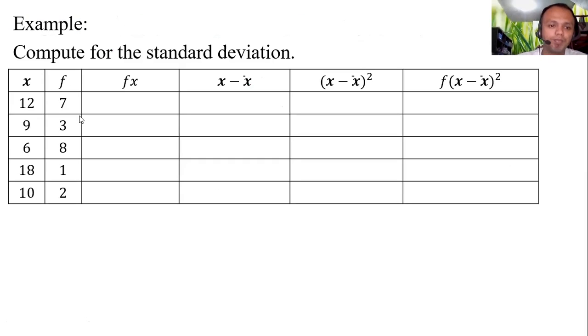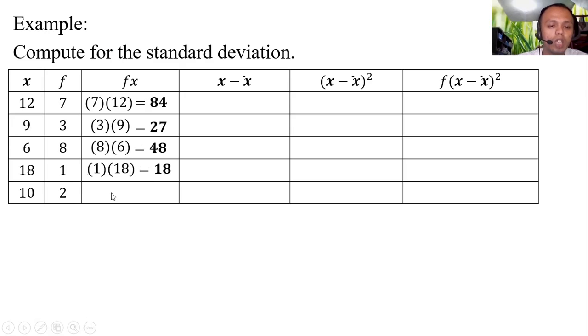Here is an example of grouped data wherein there are no classes indicated, so just values. Here, first get the product of frequency and its value. 12 times 7 is 84, 3 times 9 is 27, 8 times 6 is 48, 1 times 18 is 18, 2 times 10 is 20. And then get the mean. The mean here is 9.4.